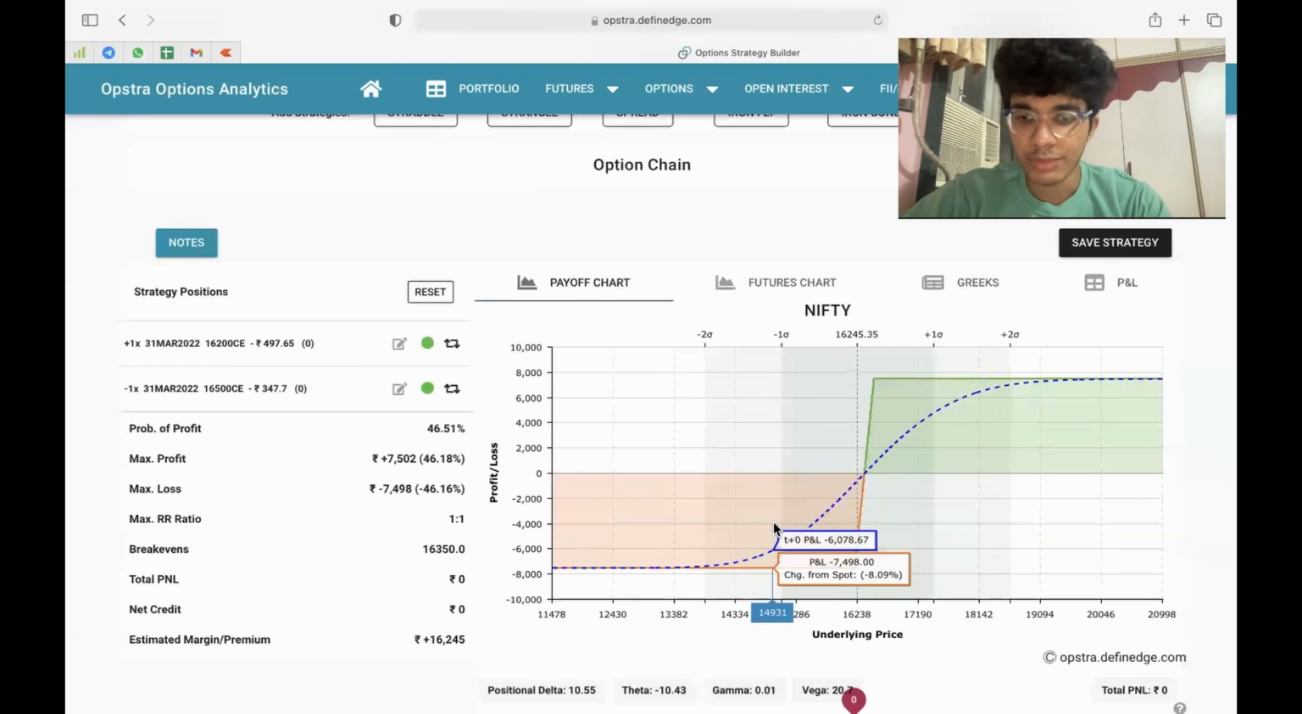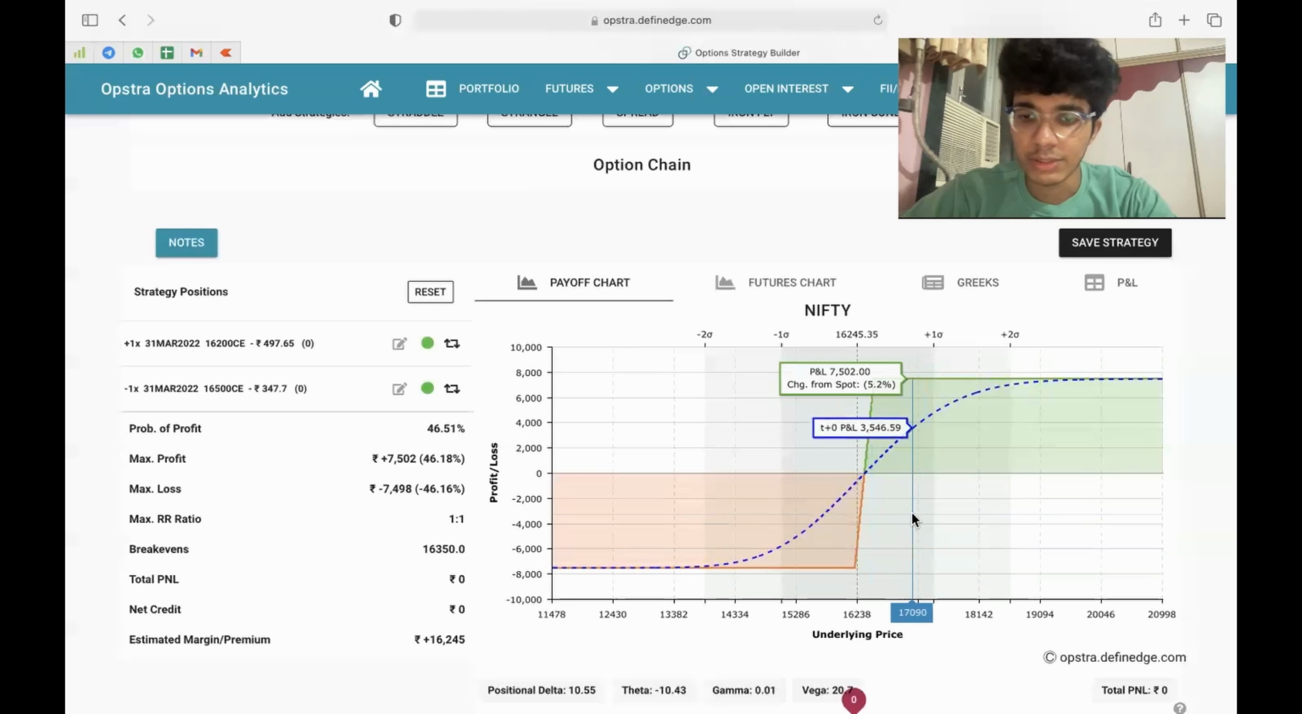So now let's look at the graph here. On the x-axis, you're seeing different prices of the spot. What is this telling you? That on 31st March, depending on where the spot is, that is where your position is going to be. Let's say on 31st March, the market closes at 17,000. Can you see 17,000 here? Our PNL will be 7,500.